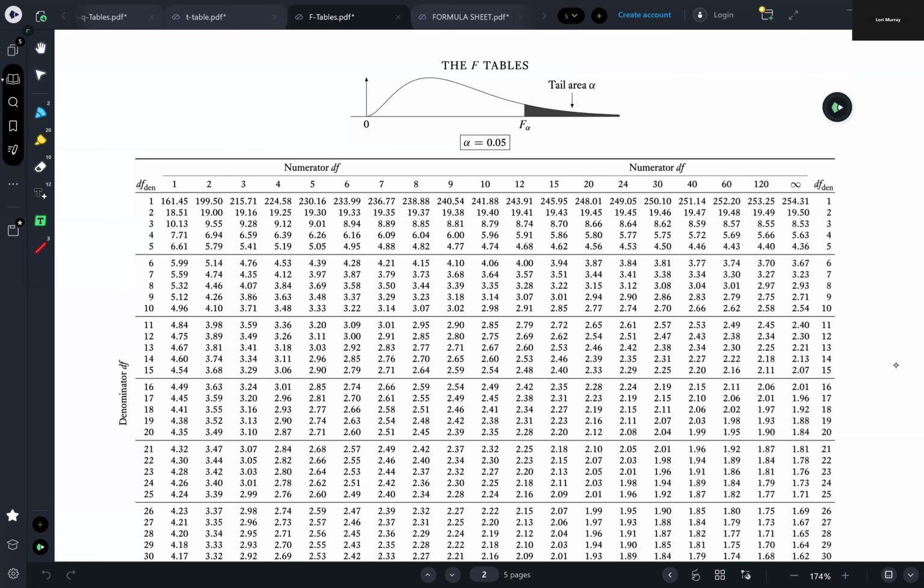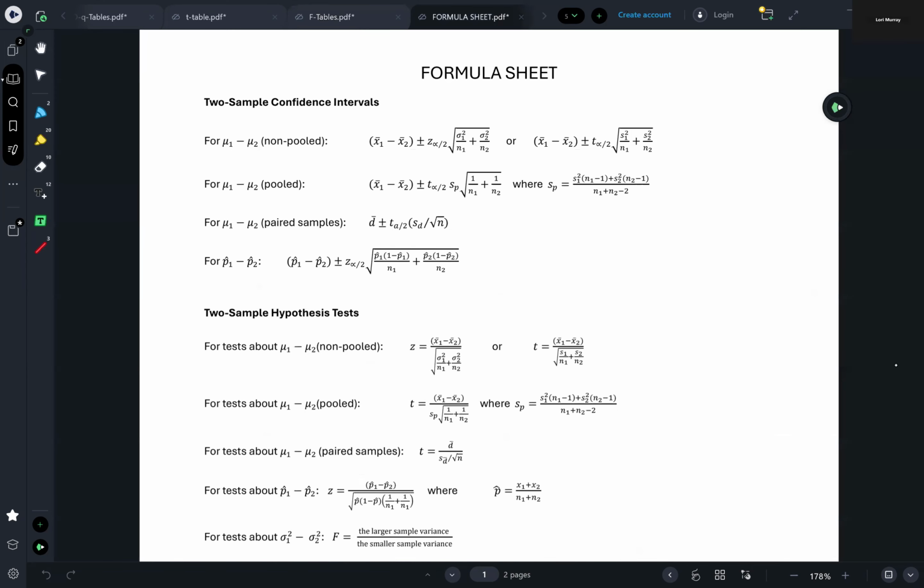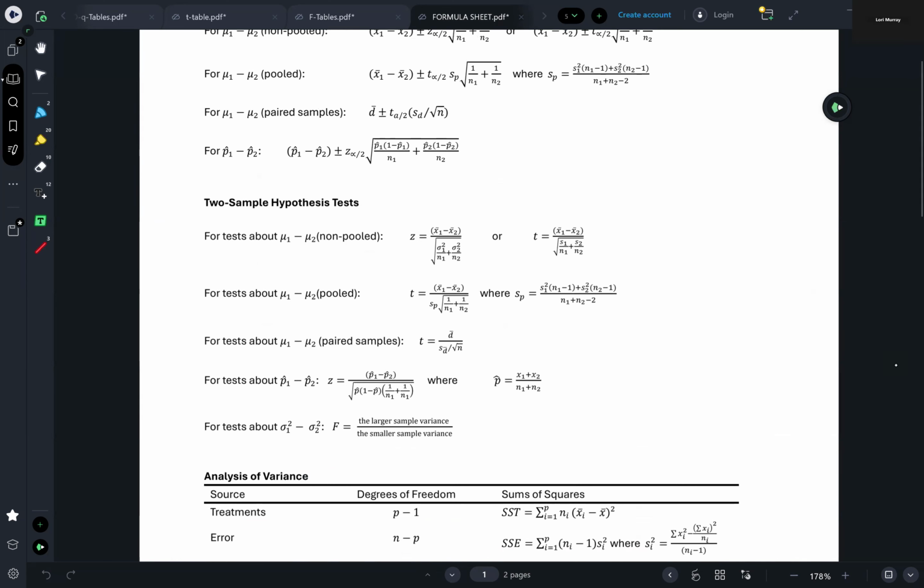Okay, how to use the F table. So the F distribution table is needed in this course for a number of different tests and methods. Here's our formula sheet. And the first time we saw the F distribution was right here. It was a hypothesis test for the difference of two variances.